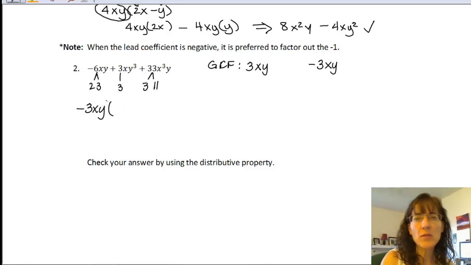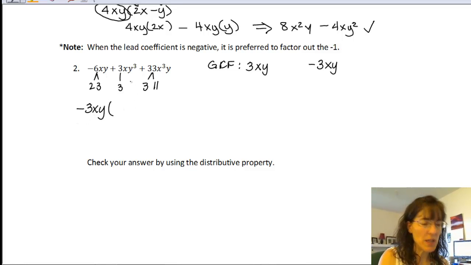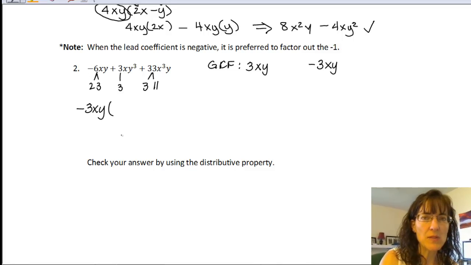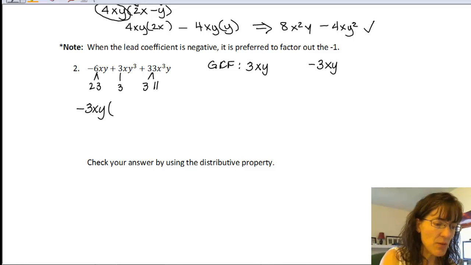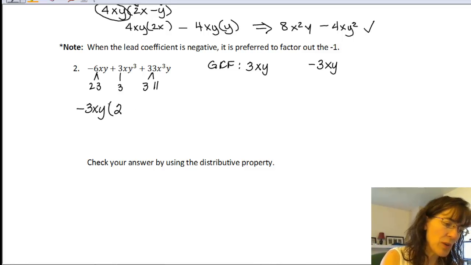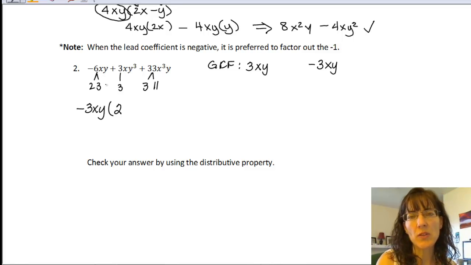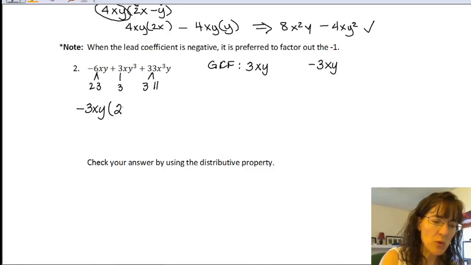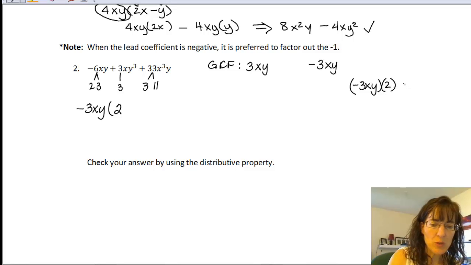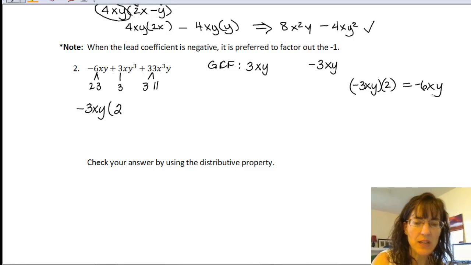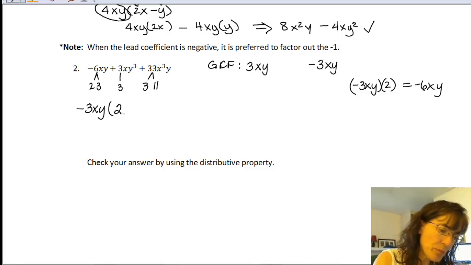Then I'm thinking negative 3xy times what is going to give me a negative 6xy. Well, if I just look at the number parts first, negative 3 times what will give me negative 6, and my answer is 2. And then xy times what will give me the xy part, and it's just times a 1. So I'll just leave it as a 2. And you can think of it as then negative 3xy times 2, which will give me negative 6xy. And that's my first term.